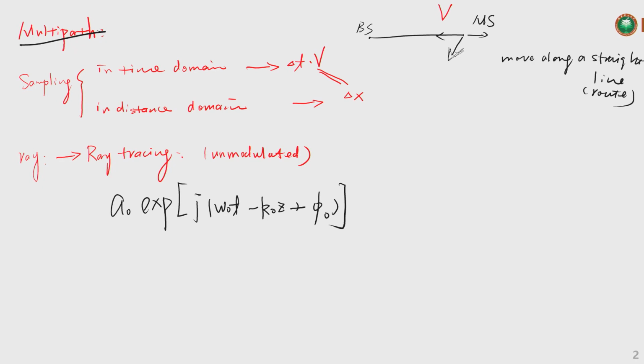And so in this, this is the central frequency, the carrier frequency, the carrier, and k node is the propagation constant, and phi node is the initial phase. So in the real part, its real part is a node times cosine omega node t minus k node theta plus phi node. So this is this part.